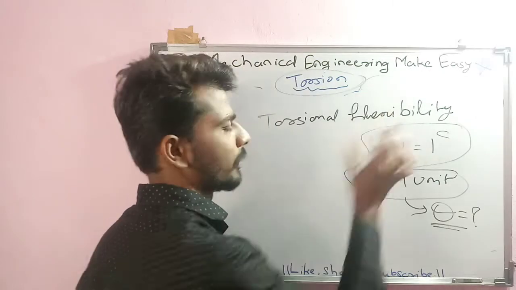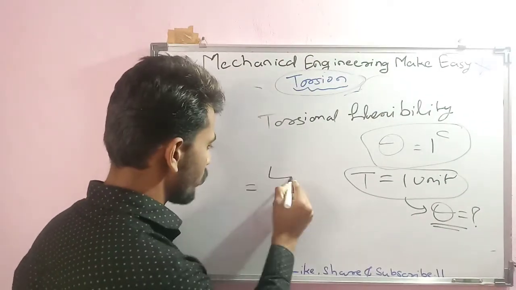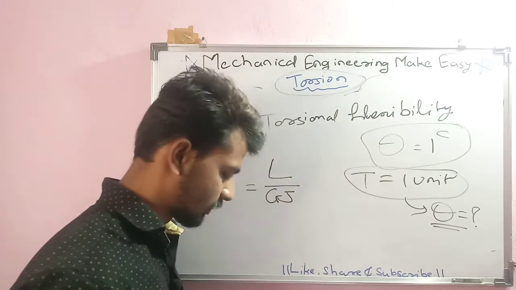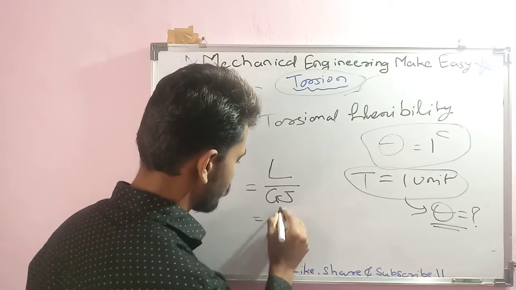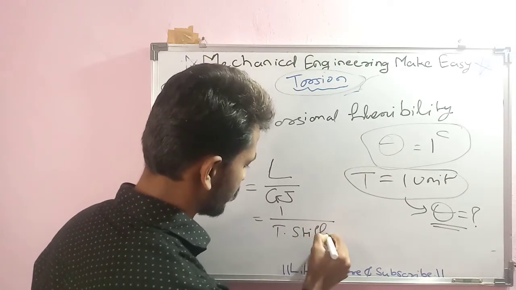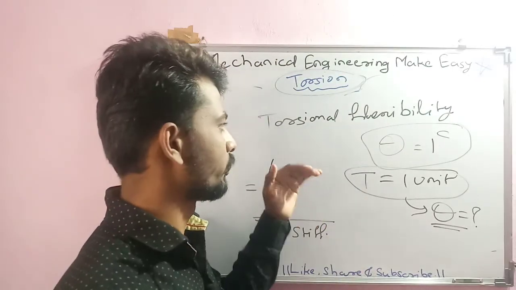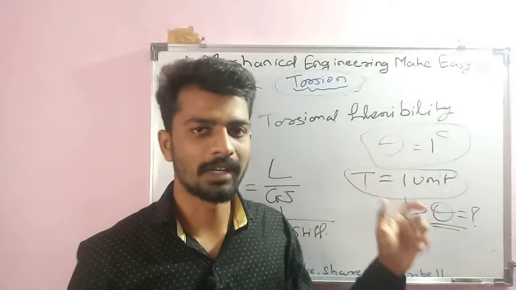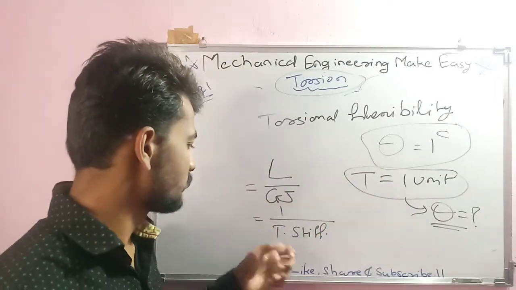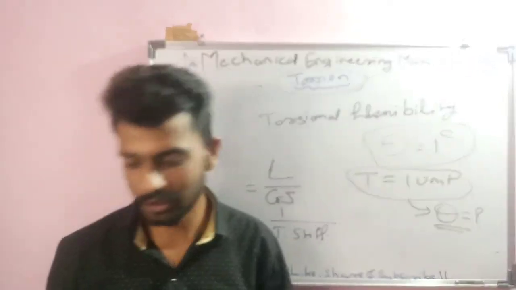That is nothing but torsional flexibility, and that we can calculate, which is equal to L upon GJ. Okay, which is equal to L upon GJ, and which is also equal to 1 upon torsional stiffness. So simply it is directly the inverse, or we can say the reverse, of torsional stiffness. So the formula is L upon GJ, which is also equal to 1 upon torsional stiffness. Okay, so note down this also.